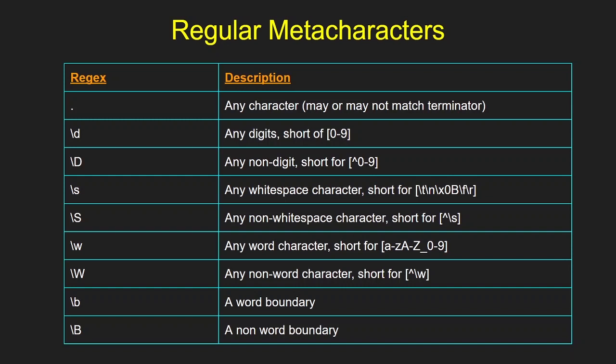Next is capital slash W. It is any non-word character, just opposite of word. Okay, like symbols and other characters. So for that we will be using slash W, which is in caps. Next is slash b. It is a word boundary and opposite to is capital slash B. Okay, so we will see all of this through an example.